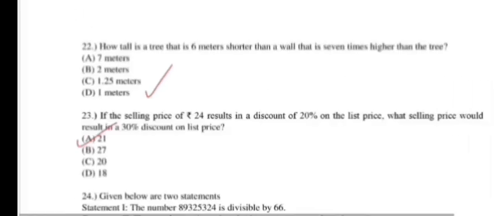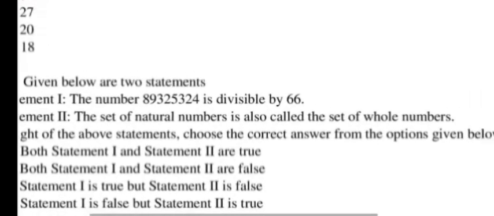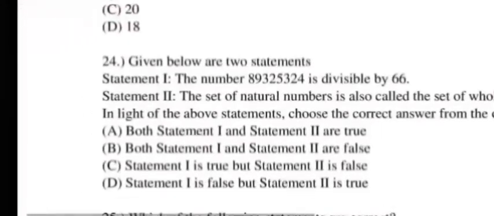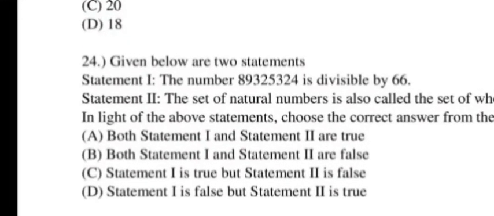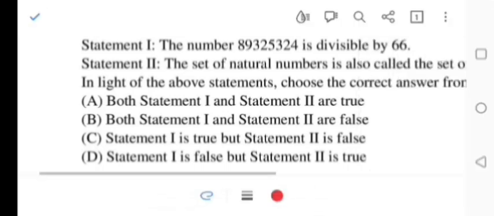23 is also finished. 24 says, given below are two statements. Statement 1 says the number 8932532 is divisible by 66. Statement 2 says the set of natural numbers is also called the set of whole numbers. Now, in light of the above statement, choose the correct answer from the options given below. Both 1 and 2 are true, both 1 and 2 are false, 1 is true, 2 is false, 1 is false but 2 is true. 24, correct option will be 1 is true but 2 is false.